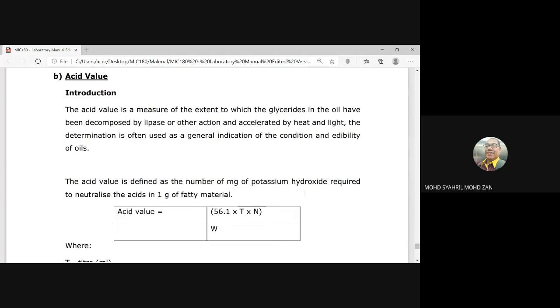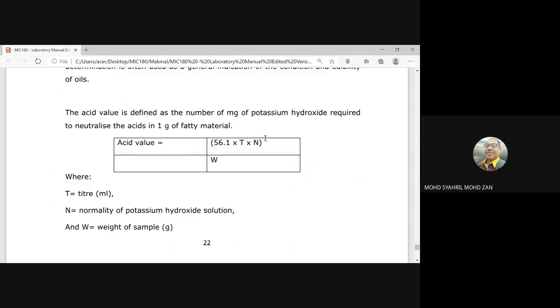Okay. So the acid value is defined as the number of milligrams of potassium hydroxide which is required to neutralize the acid in 1 gram of fatty materials. Okay. So the formula will be like this: acid value equals 56.1 times T times N, divided by the weight. T is the titrate, in ml. N is our normality of potassium hydroxide solution. So please bear in mind, acid value and saponification value don't have any SI units. Okay, tak ada unit.